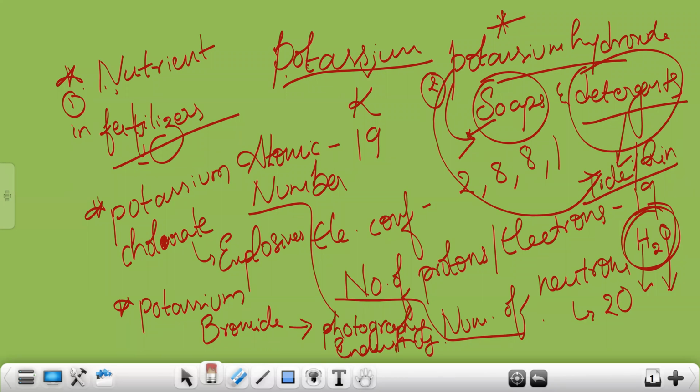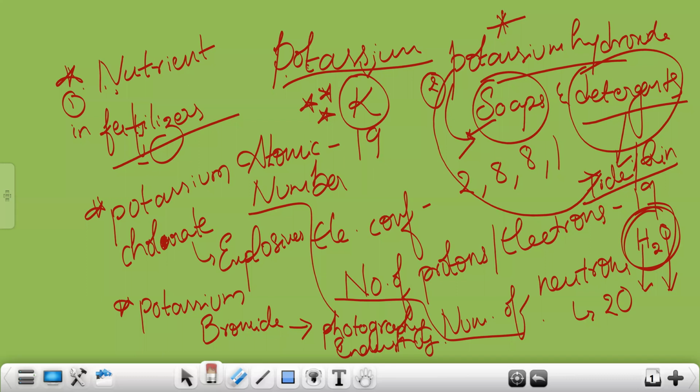Potassium bromide. What is used as a nutrient in fertilizers? Potassium. So the four uses, once again I am repeating, about potassium. The symbol of potassium is K. Okay, you have to remember this. Symbols are very, very important. You should not forget even when you go to higher classes. The symbol of potassium is K.